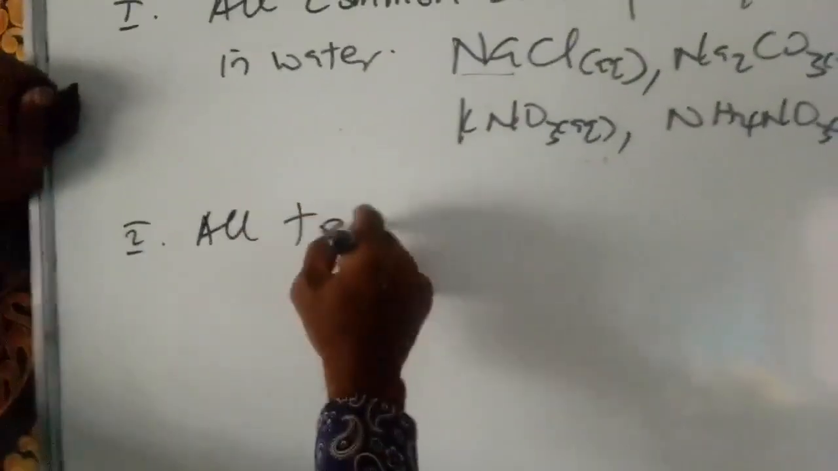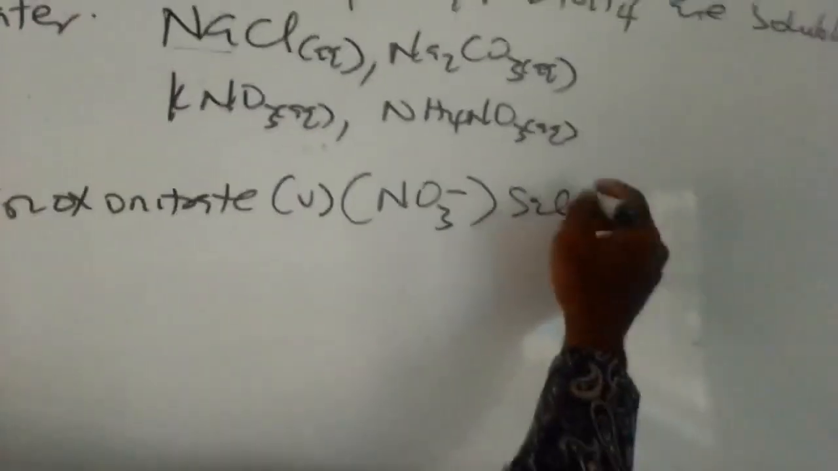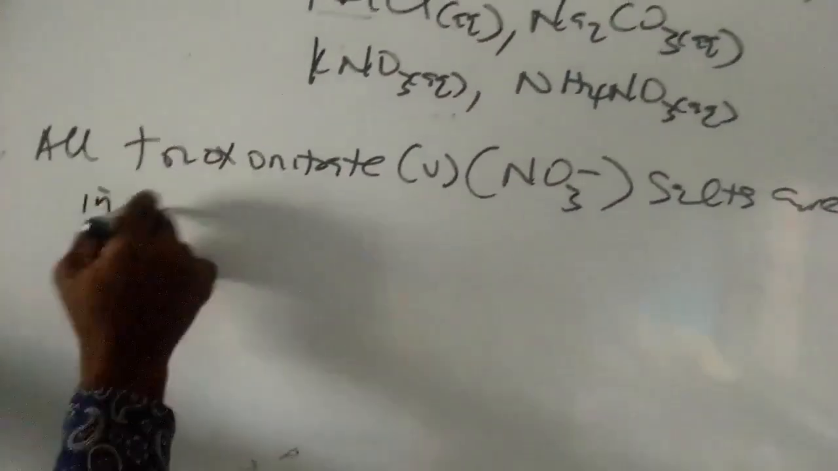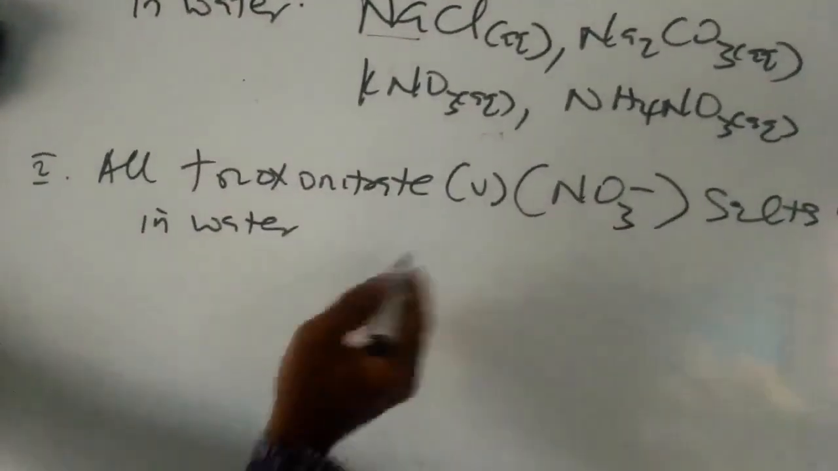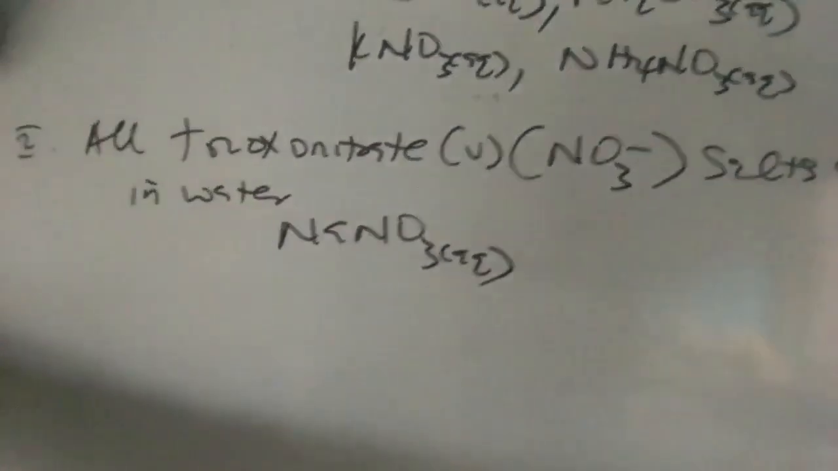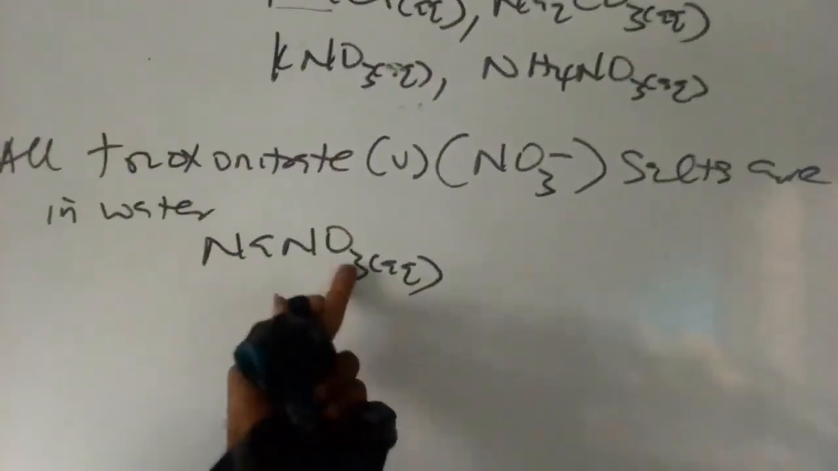Number 2 rule, we say all nitrate salts are soluble in water. So any salt bearing this radical NO3 is soluble in water. For example, you can have NaNO3. This salt is classified as being soluble because of the presence of sodium, since we have made the point in number 1, or the presence of NO3.